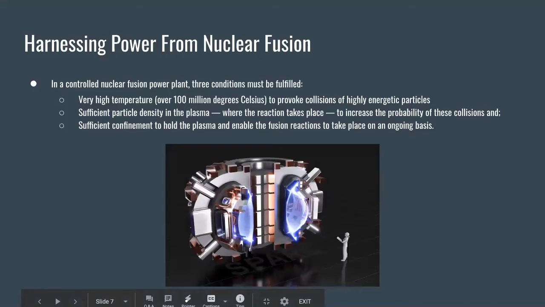In a controlled nuclear fusion power plant, three conditions must be fulfilled. First of all, a very high temperature, over 100 million degrees Celsius, to provoke collisions of highly energetic particles. Secondly, sufficient particle density in the plasma, essentially where the reaction takes place, to increase the probability of these collisions. And finally, sufficient confinement to hold the plasma and enable the fusion reactions to take place on an ongoing basis. Here the image depicts a theoretical nuclear fusion reactor. However, this is only theoretical, as I said before, it hasn't been executed yet.